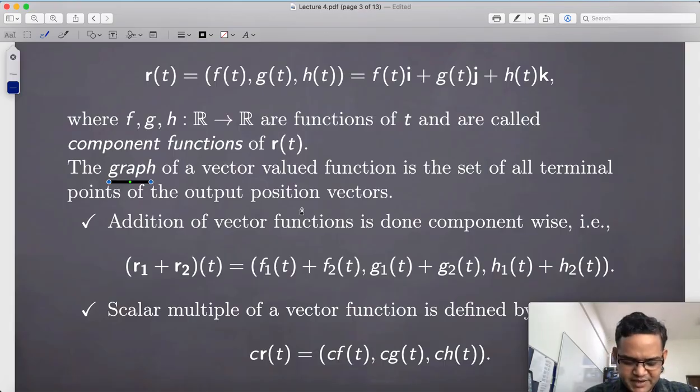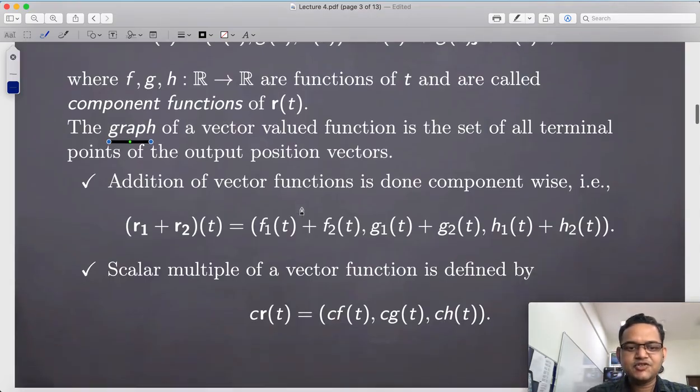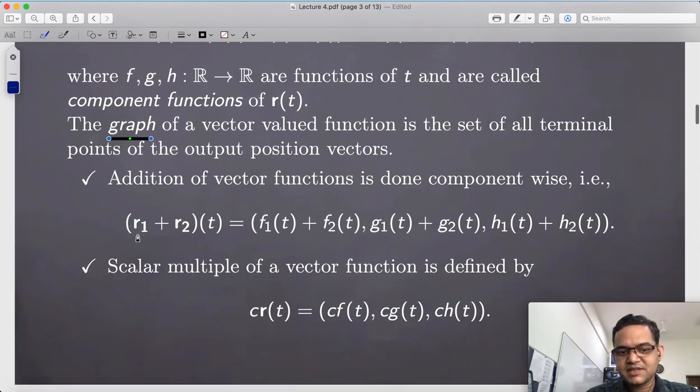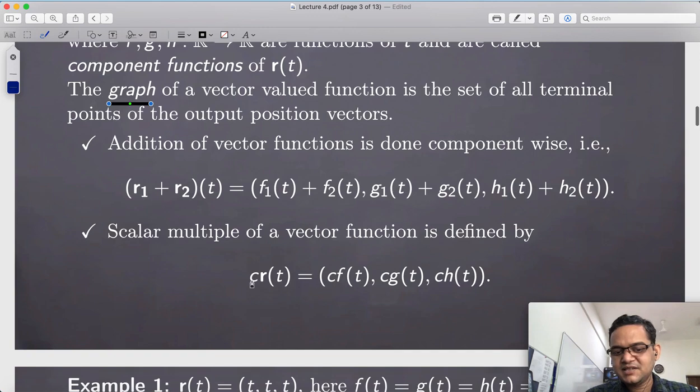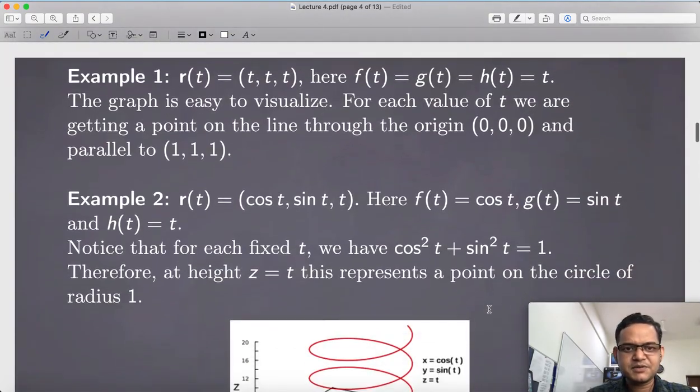Now, since for vectors we have seen that addition and scalar multiplication are done according to the components, similarly you can define the sum of two vector valued functions r1 and r2, and call this the sum of the vector valued functions. And what is it going to be? Just the sum of the corresponding components. And similarly for scalar multiplication, the scalar gets multiplied in each of the components. So we will definitely need some knowledge of functions from R to R to understand vector valued functions. Just a few examples we can look at.